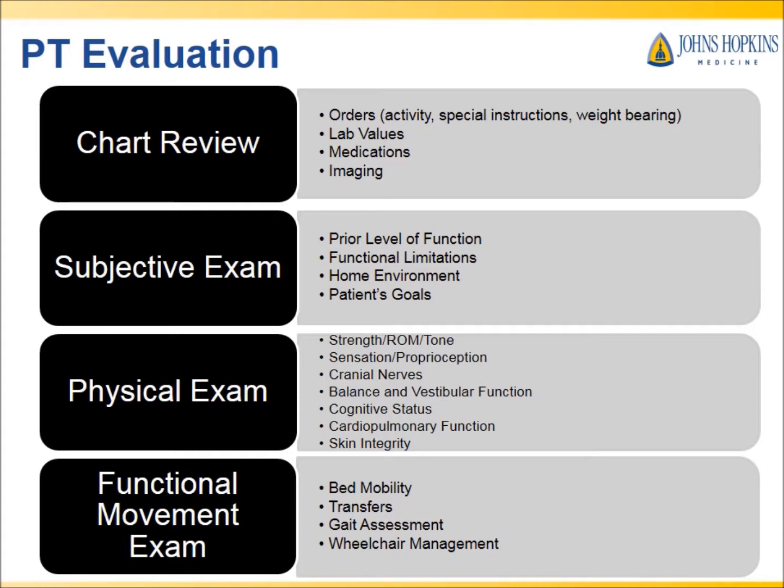Our physical exam is your typical neuro exam, looking at your strength, range of motion, tone, sensation, proprioception, cranial nerves, vestibular function. We will do specific balance objective measures and gait objective measures, as well as performing a thorough gait analysis for those patients that are ambulatory. We also take a look at the patient's cardiopulmonary function and how that might be impacting their mobility, their tolerance to activity especially, and we will take a look at their skin integrity.